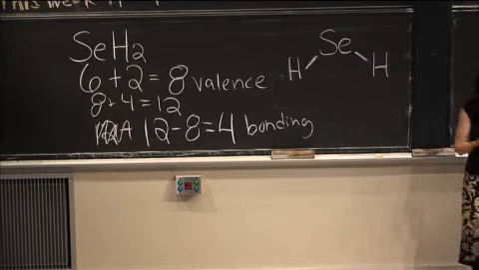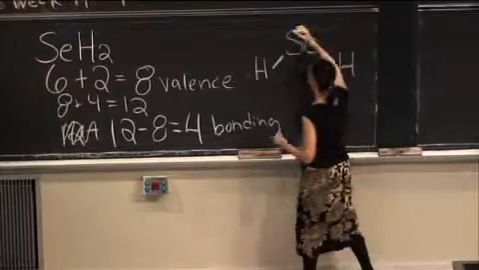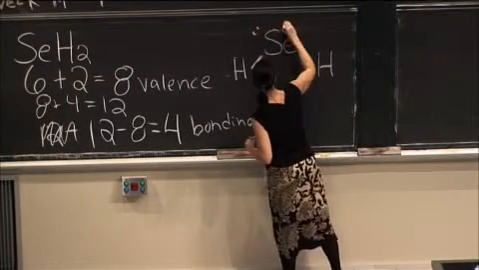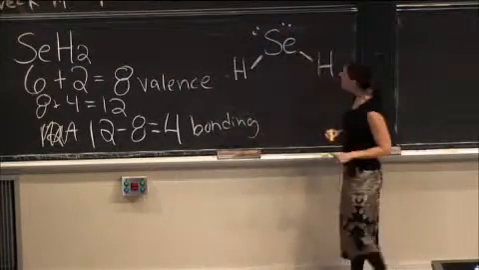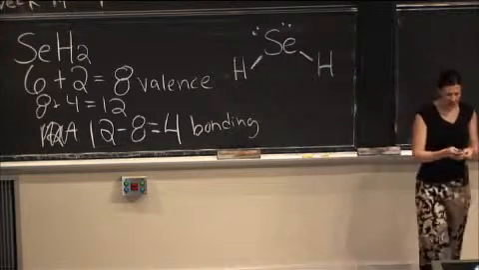We can do our 4 bonding electrons. How many valence electrons do we have left? 4, that's right. So we need to fill our octet for selenium. So 1, 2, 3, 4. So this is our Lewis structure here. Hopefully you can see why it's not linear.